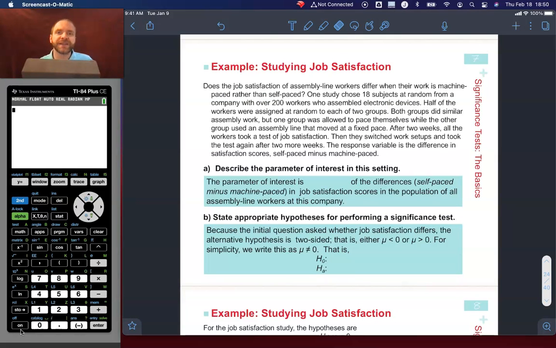Let's use this job satisfaction study to help us out. Does the job satisfaction of assembly line workers differ when the work is machine-paced rather than self-paced? So right away, I'm thinking, it just says, is it different?